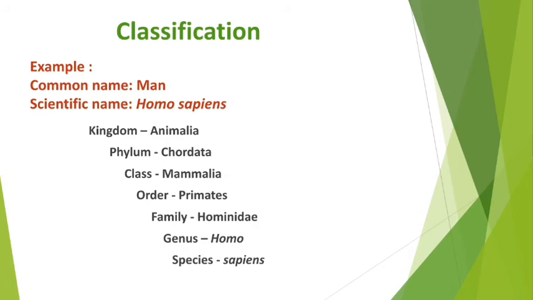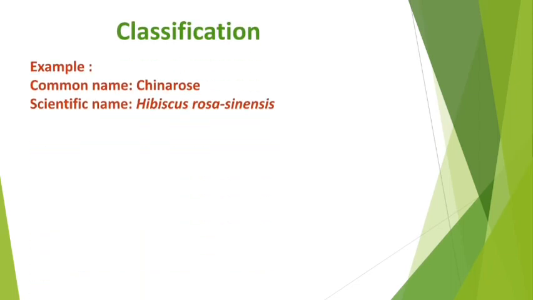Now let us see how we represent this in the case of a plant. A very common example is China rose, and the scientific name is Hibiscus rosa-sinensis. Already we have learned about the scientific name. So China rose's scientific name is Hibiscus rosa-sinensis. Now let us see how we can represent the classification of Hibiscus rosa-sinensis in a hierarchy.